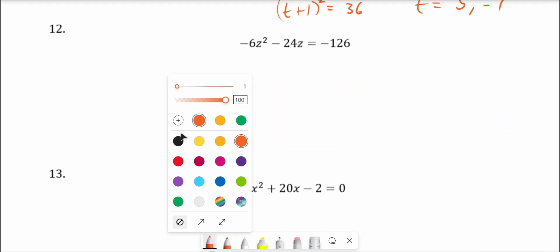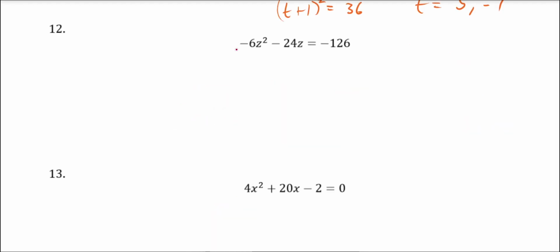Let's notice here that this entire thing reduces by 6, and let's get rid of these pesky negative signs while we're at it. This gives me z² plus 4, or I should say plus 4z is equal to 21.